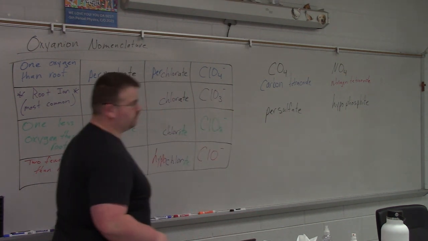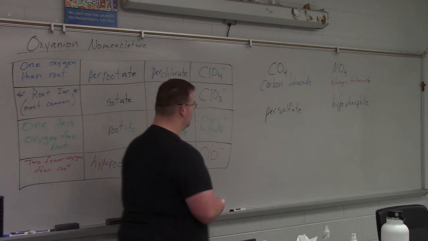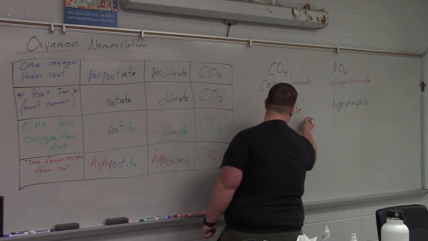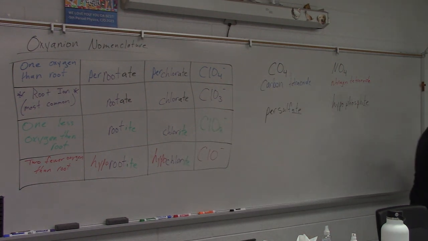Now comes the fun ones. Polyatomic ions, my favorite. Look at the ending: ate and ite. When we end in ate and ite, it tells me I have a polyatomic ion. Name based off polyatomic ions. Okay?